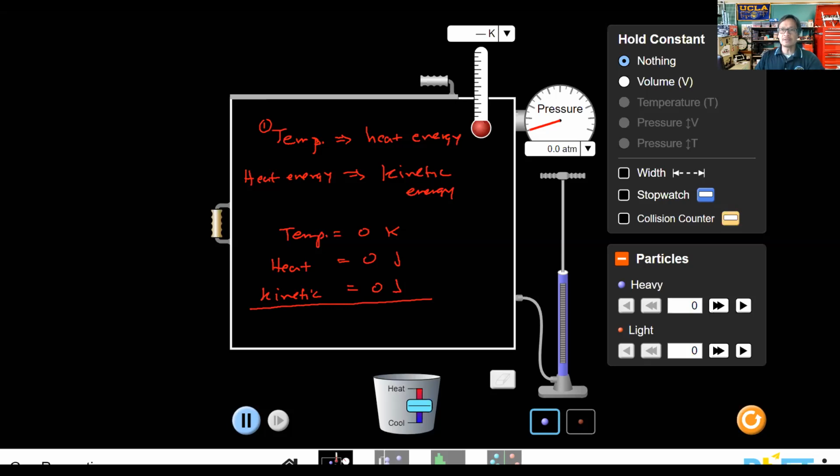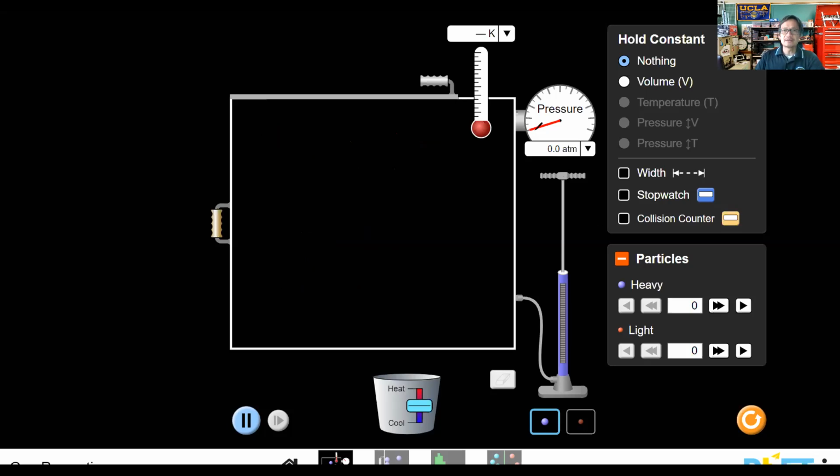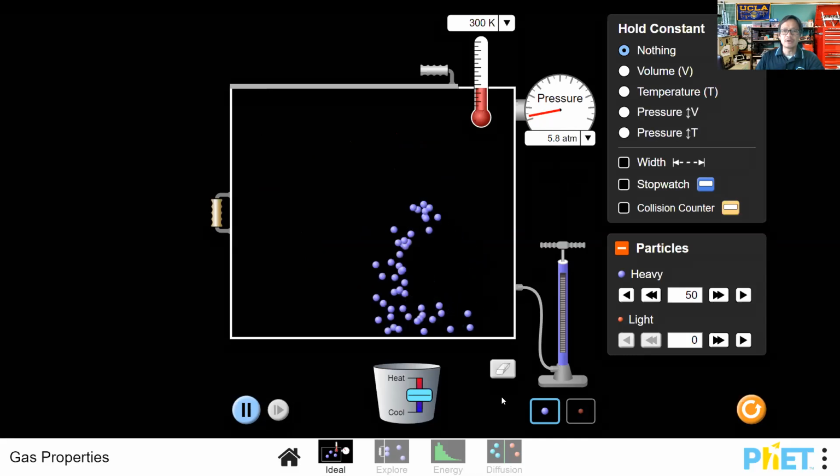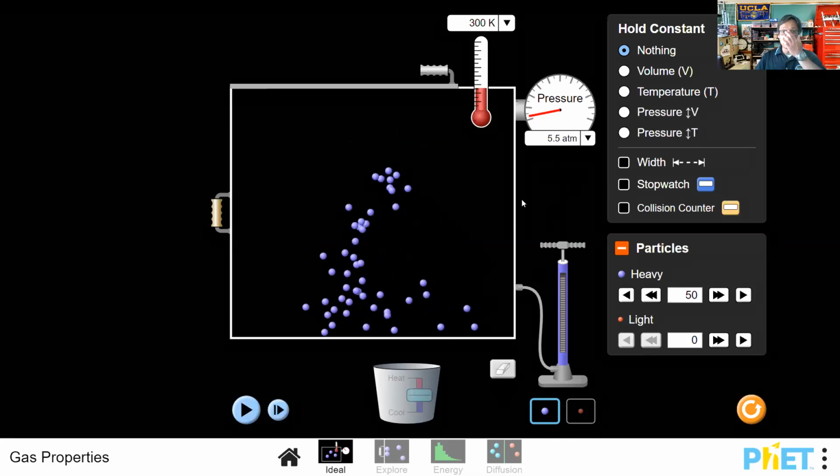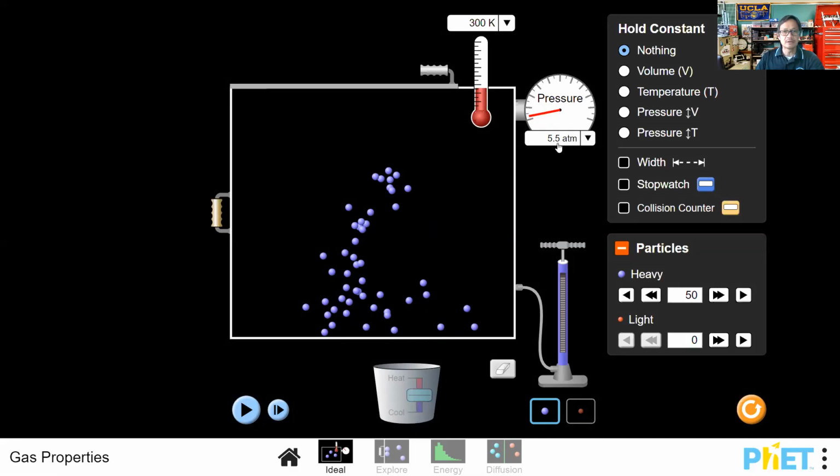Okay, so now that we have that out of the way, let's see if what we say is true. Let's put in the gas particles, and let's pause it right there. As you notice, as soon as we introduce the gas particles into the vacuum chamber here, the pressure gauge now has a reading, about 5.5 atmospheres. The reason there's pressure is because you have particles in here that are moving around. Technically, they haven't collided with the pressure gauge yet, but the idea is that if there are gas particles in here, then that's when you have pressure.